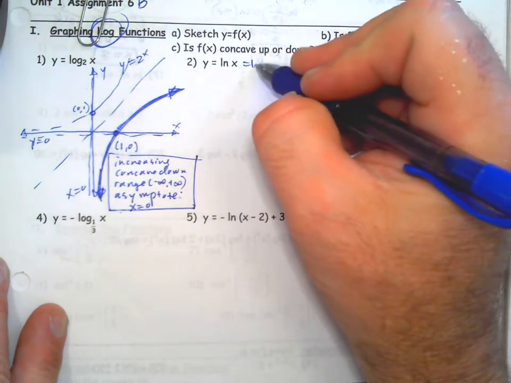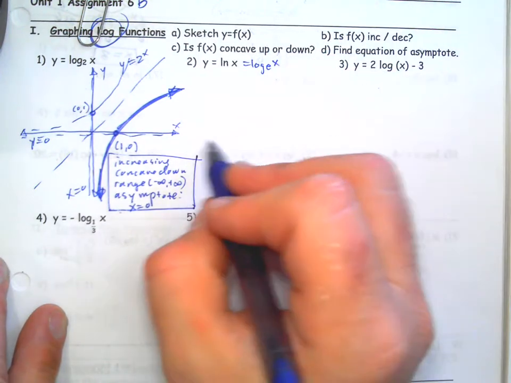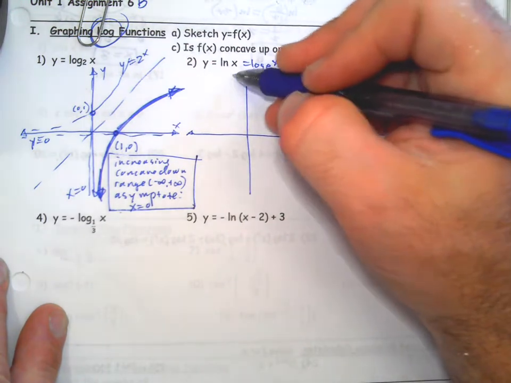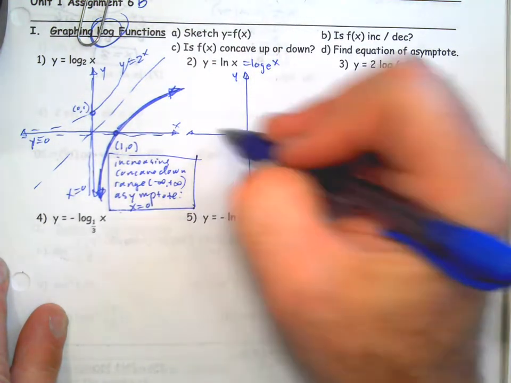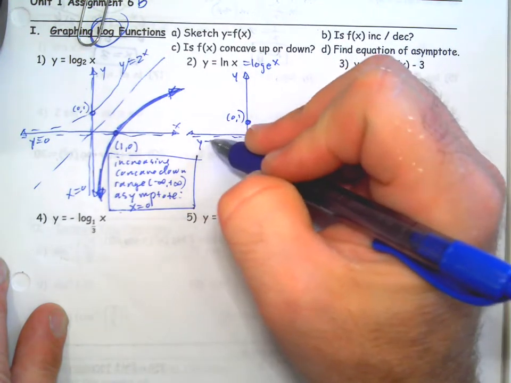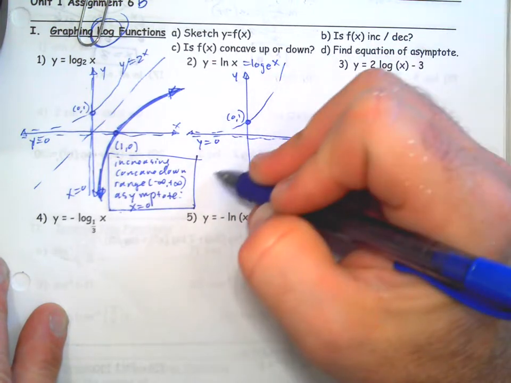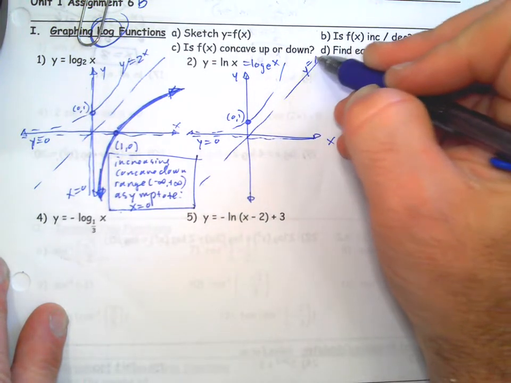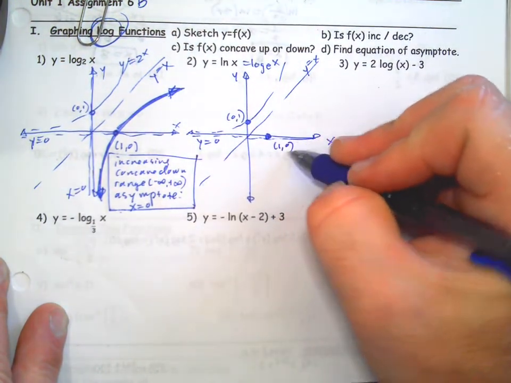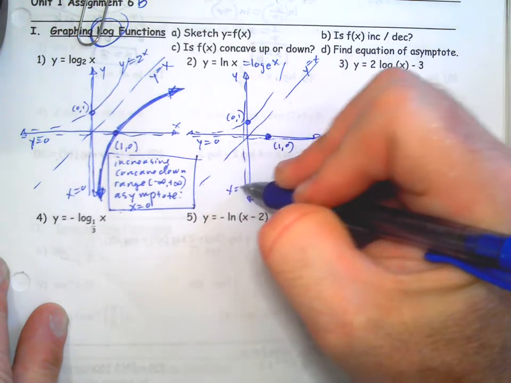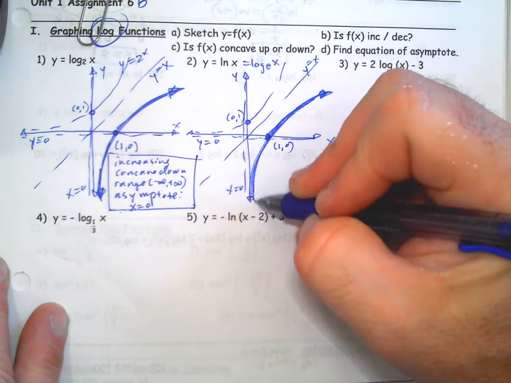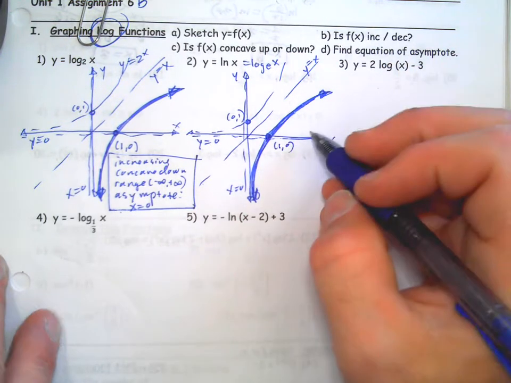This is just log base e of x. So I would graph e to the x. Goes through 0, 1. Horizontal asymptote, y equals 0. And I'd flip it across y equals x. And I get x-intercept 1, 0. Vertical asymptote, x equals 0. And the graph would look like that. Arrows on the ends, approaching the asymptote, not crossing, not going away.